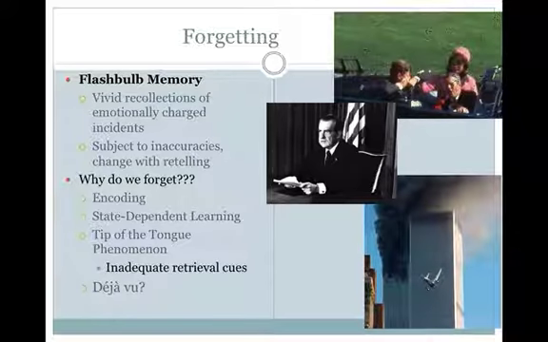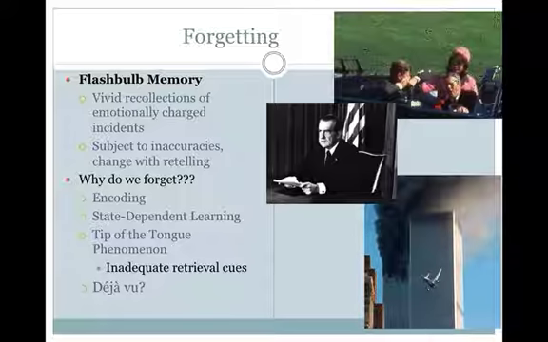All right, some other things about forgetting that we can challenge is what we call flashbulb memories. We have some pictures up here of moments in history: when JFK gets assassinated, when Richard Nixon resigns from the presidency, and 9/11. So those are what we call flashbulb memories, vivid recollections of emotionally charged incidents, subject to inaccuracies and change with retelling. So there probably are inaccuracies every time somebody retells it because that information gets a little bit more blurred. But for the most part, people always remember certain moments.